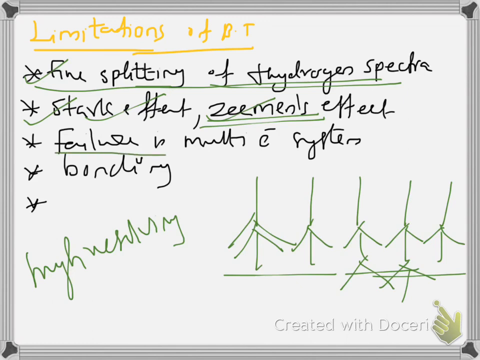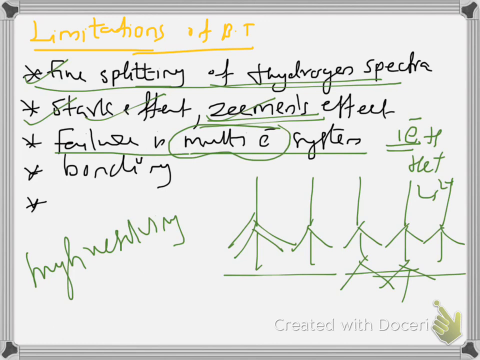Third one, this theory can be applied only for hydrogen-like species. That means one electron species, hydrogen, helium plus, lithium 2 plus, etc. But in multi-electron system, there will be interelectronic repulsion. If more than one electron is present in shell, they will repel each other. That will definitely change the energy and stability of the atom. That condition could not be explained by Bohr.